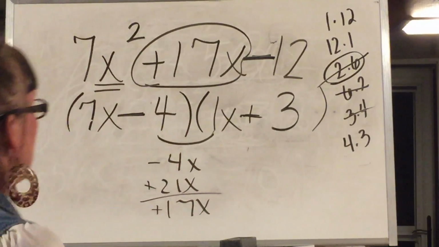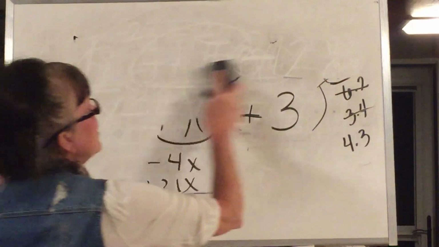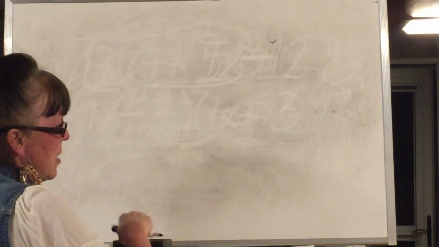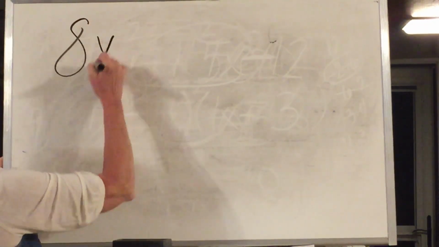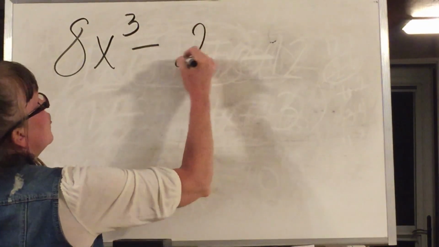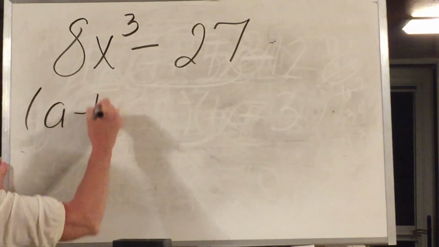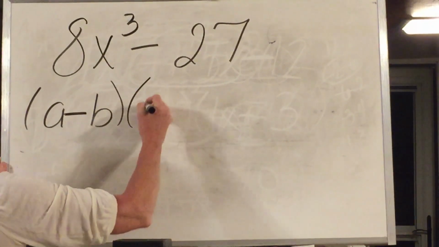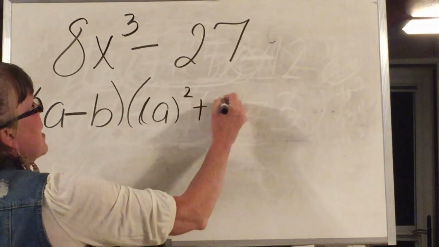Okay, example 4, last one. Well, the last kind of factoring we did was a cube. So how about 8x cubed minus 27. Well, then you're going to need the minus formula, the formula that starts off with the minus.